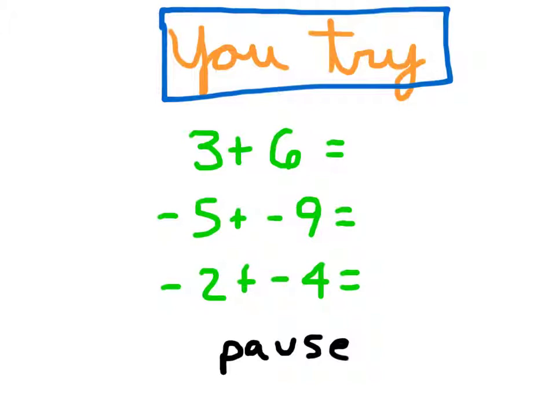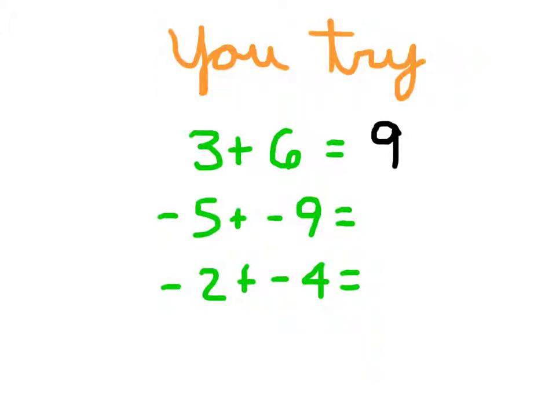Okay, for that first one, hopefully you got -14. -5 plus -9, we just take the 5 and the 9, add those together to get 14, and we're sure to place that negative sign there. -2 plus -4 equals -6.